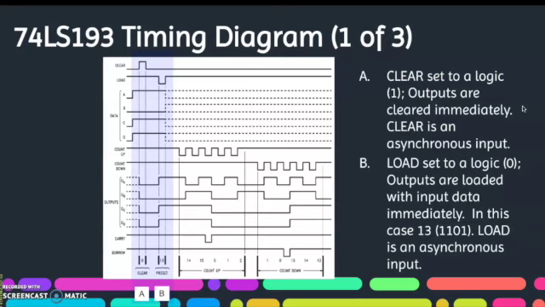Now, then we have the load. If we look at B, load is set to a logic 0. So the outputs are loaded with the input data immediately, because again, that load is asynchronous. So in this case, 13, 1101, is loaded as an asynchronous input. It just, boom, gets loaded in there, 1101.